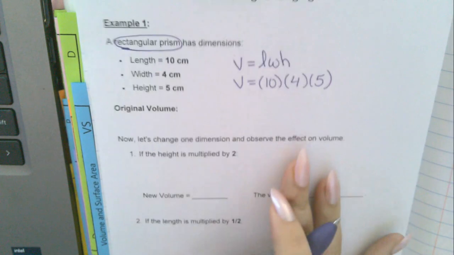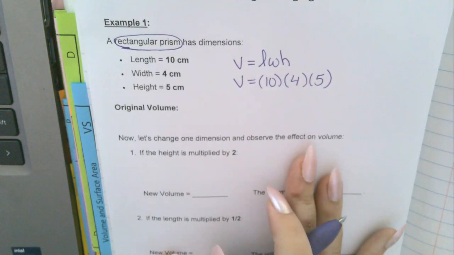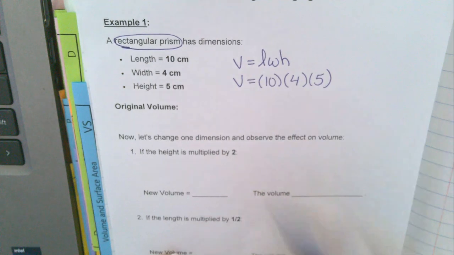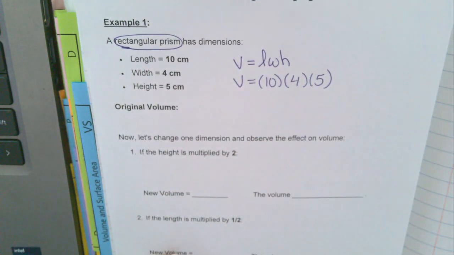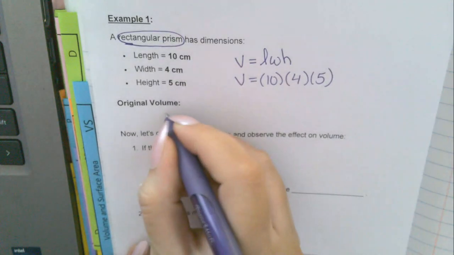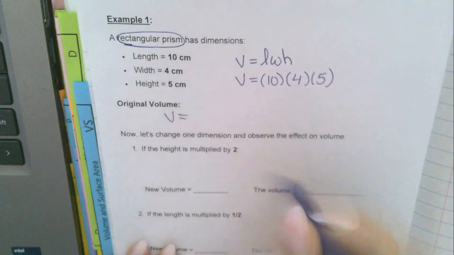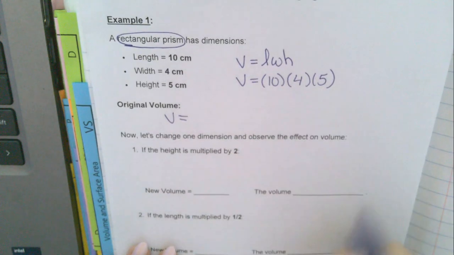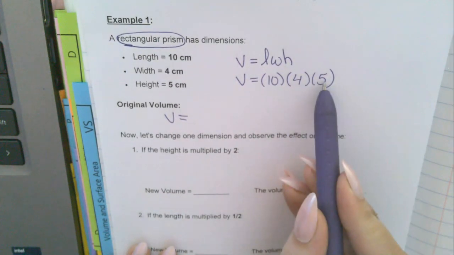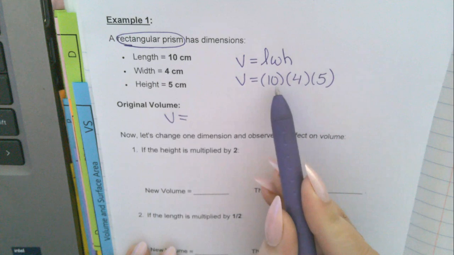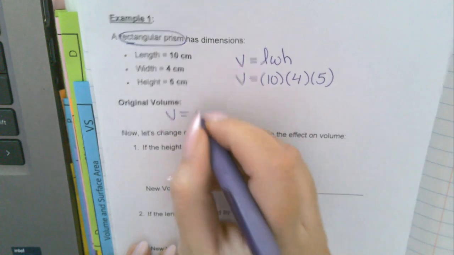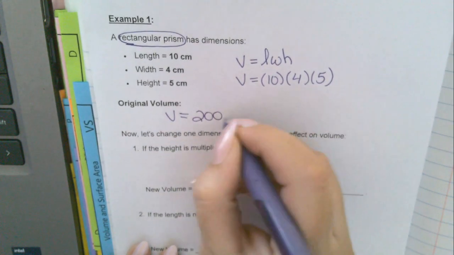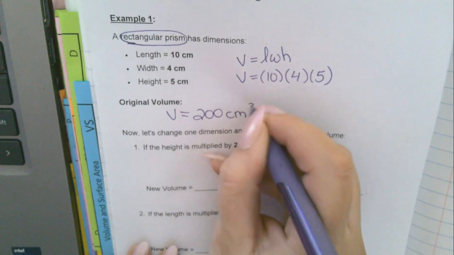Does anybody have that calculated, what my volume would be? Should be 200. 10 times 4 times 5. The 4 times 5 is 20, and you multiply the 20 times 10, that gives you 200. So 200 centimeters cubed, because we're dealing with volume.